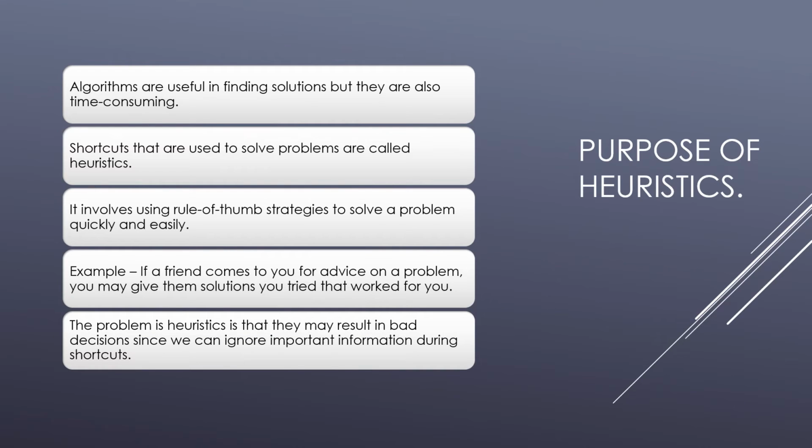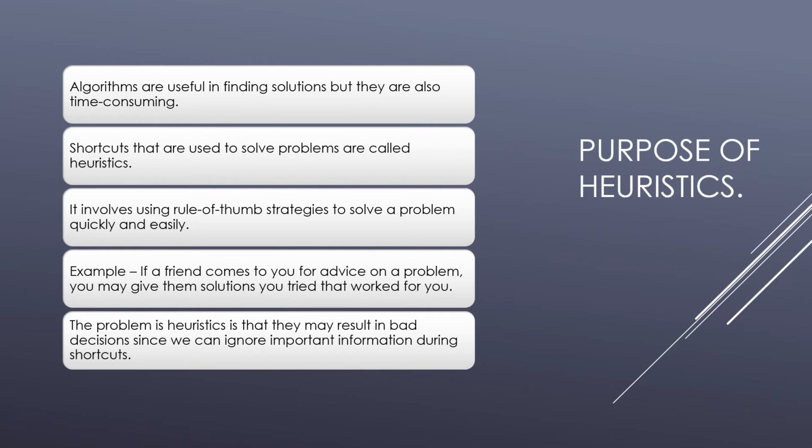Heuristics. Algorithms are used in finding solutions, but they're also time consuming, right? I mean, think about sometimes when you might have to solve a long math problem, there are different steps to it, so they can be time consuming. Shortcuts that are used to solve problems are called heuristics. They involve using rule of thumb strategies to solve a problem quickly and easily.